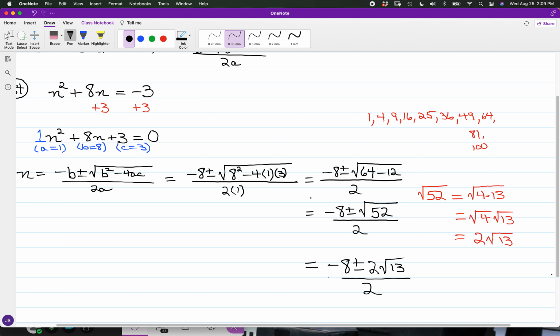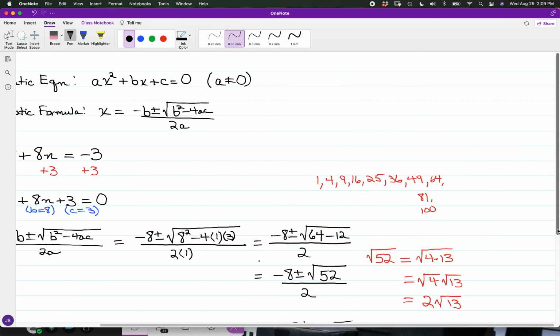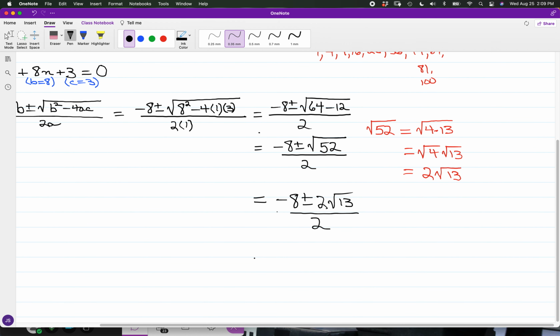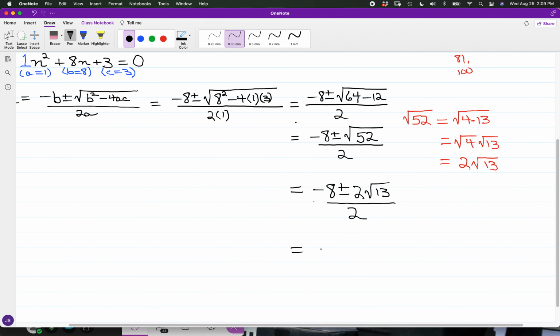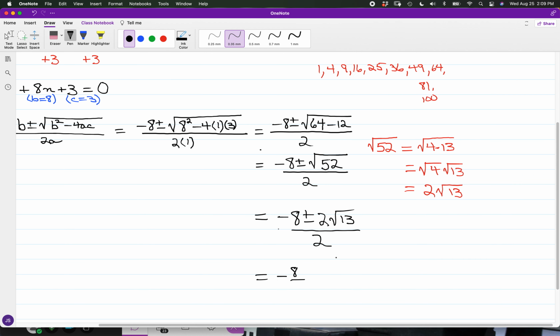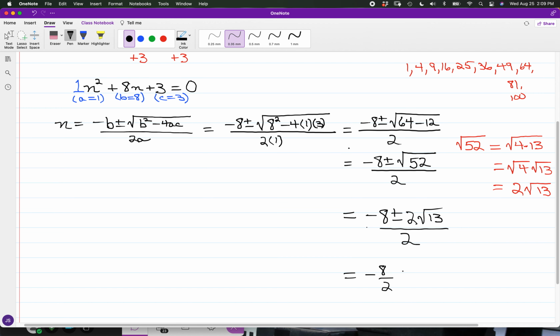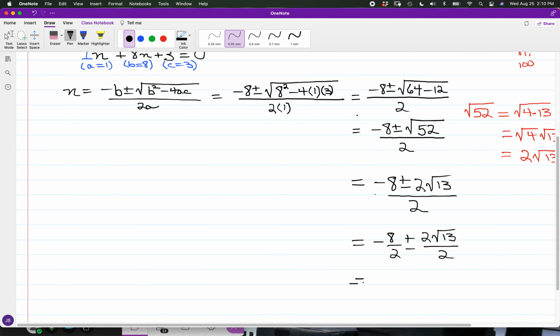all over 2, and you can either separate the terms and simplify. In fact, what we can do here is separate: we have negative 8 halves, plus or minus 2 times the square root of 13, all over 2. Now we have negative 8 divided by 2, which is going to be negative 4.